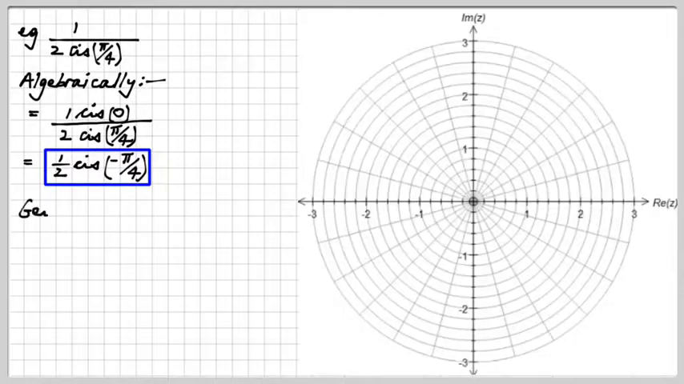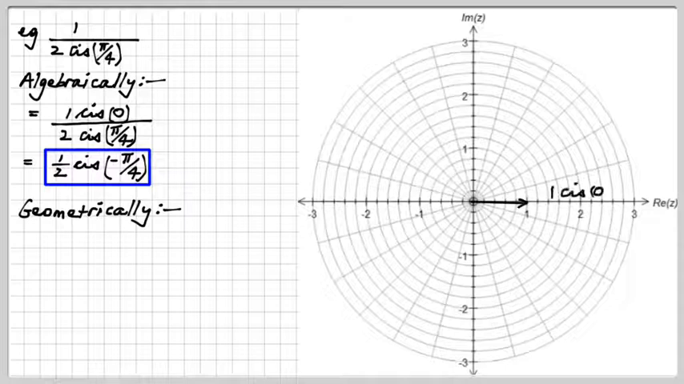Here's your diagram. Geometrically, it looks like this. Okay, so where are the little components? There's 1 cis 0. And what about 2 cis pi on 4, guys? Where will it go? Where are you going to put it? Come on. Yes? Good work. Okay, now the result was a half cis minus pi on 4. How interesting. There it goes.